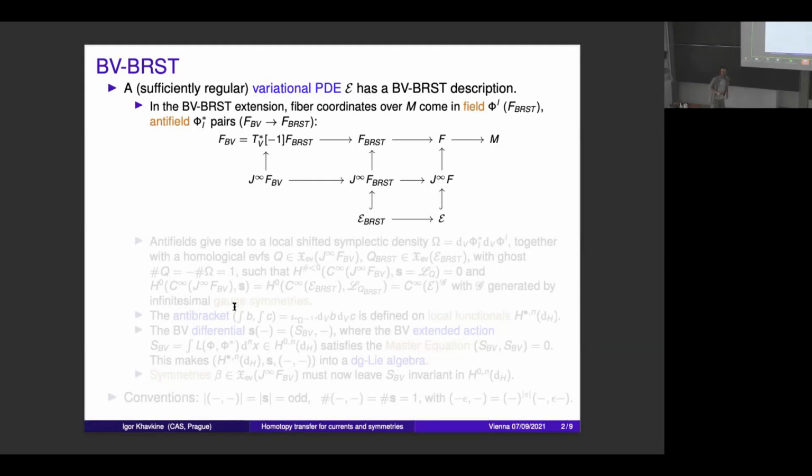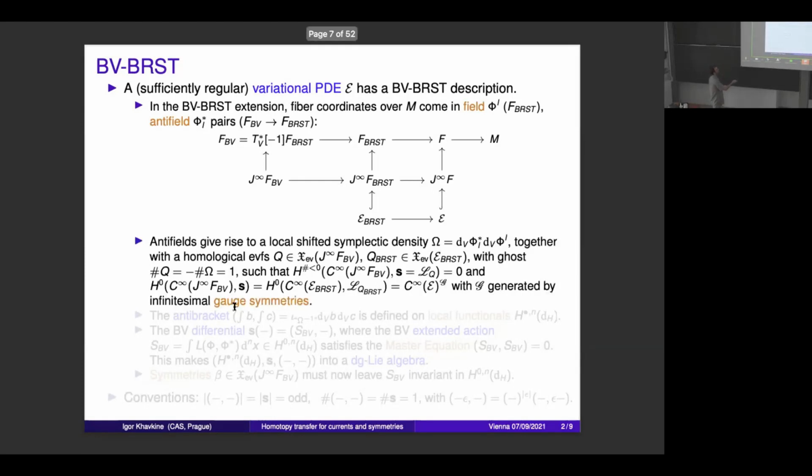For the purpose of discussion, the ghosts and original fields are grouped together and are just called fields, as opposed to anti-fields. What's the map between the infinite jet bundle of BV to BRST? This one? No, the one below. This one? Yes. It's a projection, and this is a projection extended by its jets. You forget the jets of the new fields, you get the old jets of the old fields. Okay, you're setting anti-fields to zero. If you will, yes.